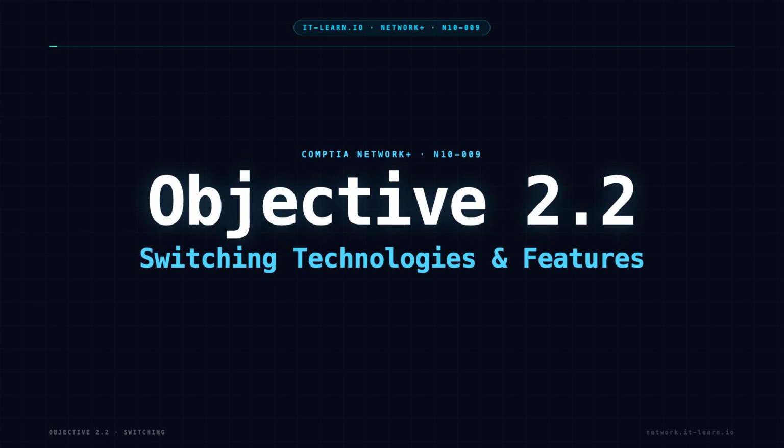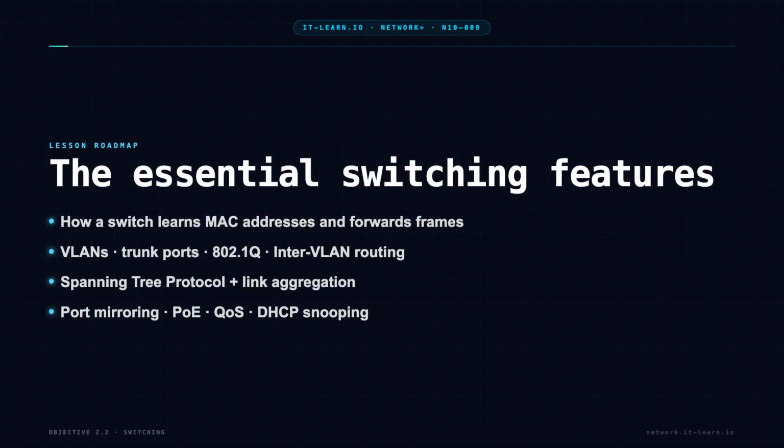In this lesson, we are covering Objective 2.2. Given a scenario, configure switching technologies and features. Switching is the backbone of local area networks. Understanding how switches operate and how to configure their features is essential for the exam and for real-world networking.